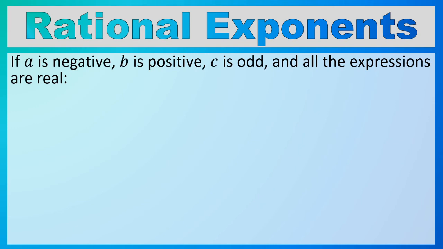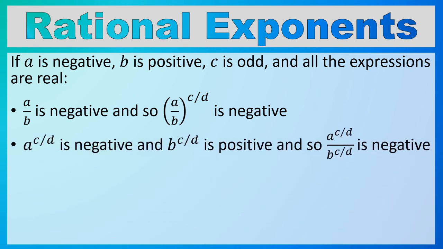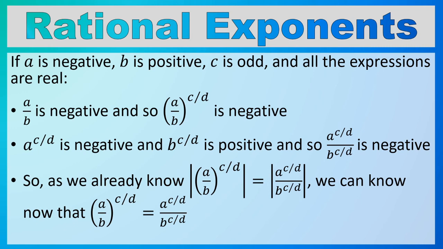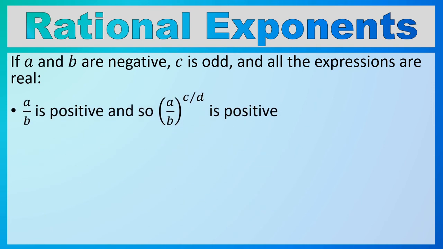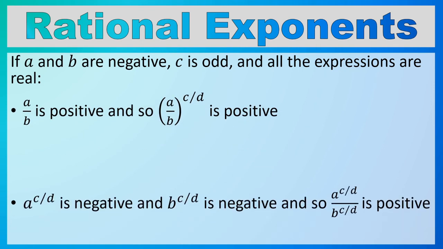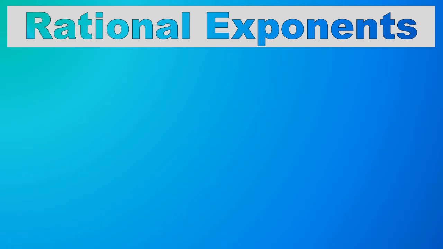If a is negative, b is positive, c is odd, and all expressions are real, then that expression is negative, and so that expression is negative. That expression is negative, that expression is positive, so that expression is negative, and so the property holds true. If a and b are negative, c is odd, and all expressions are real, then that expression is positive, and so that expression is positive. That expression is negative, that expression is negative, so that expression is positive, and so the property holds true.